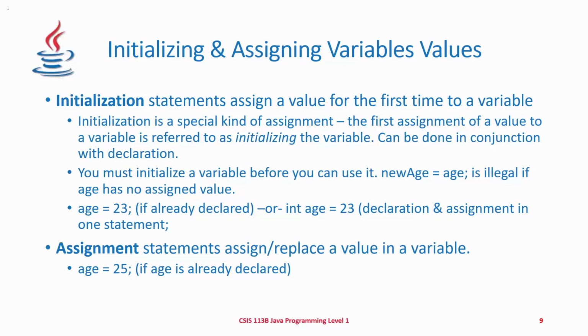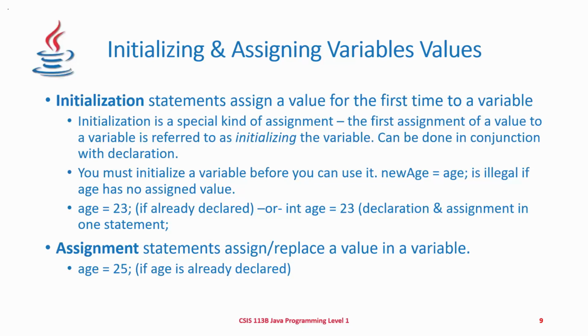Now in the next bullet point, we have age equals 23. That's legal as long as age had already been declared. If it hadn't been, and we wanted to assign a value to it, as we talked about previously, we could declare it and assign the value at the same time in a single statement. And so int age equals 23 would be correct. In fact, that's missing a semicolon there. Otherwise, without the semicolon, that's an illegal statement.